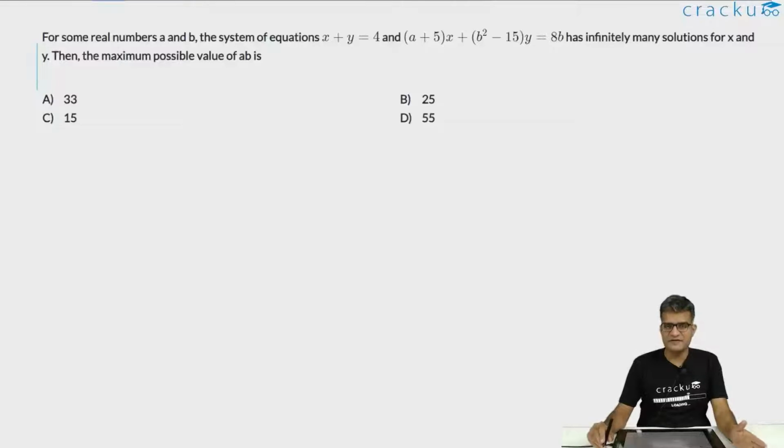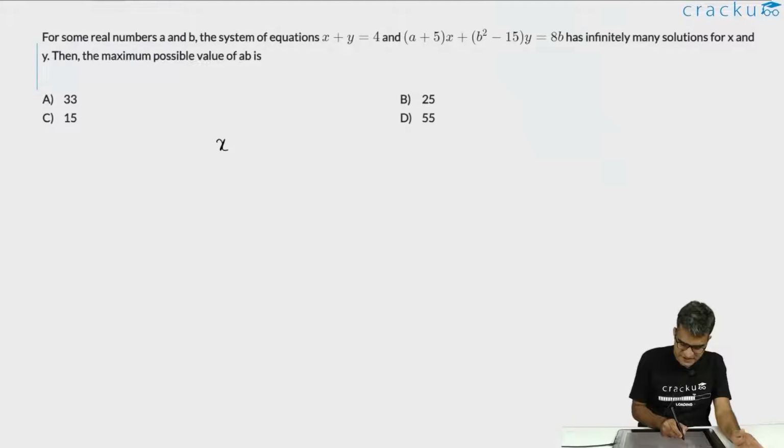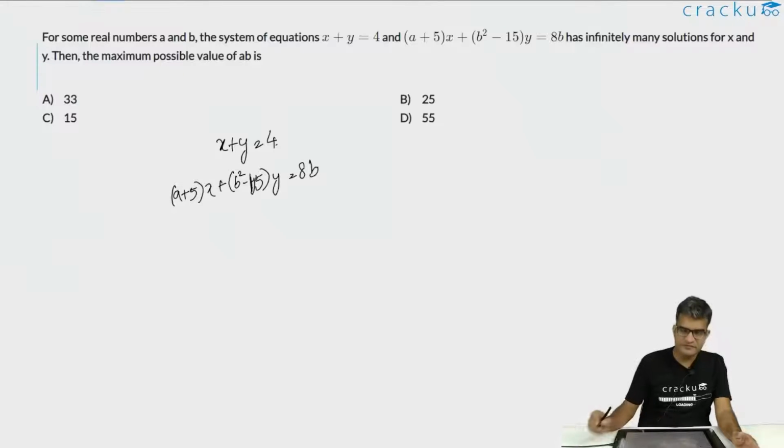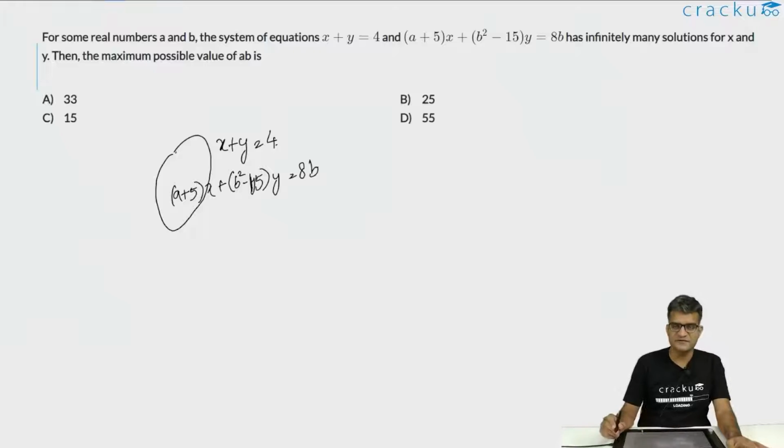In this question, we are given two equations. x plus y is equal to 4, and (a plus 5) x plus (b square minus 15) y is equal to 8b. We are told that this system of equations has infinite solutions. A system of equations has infinite solutions if the ratio of the coefficients of x, the ratio of the coefficients of y, and the ratio of the constants are the same.